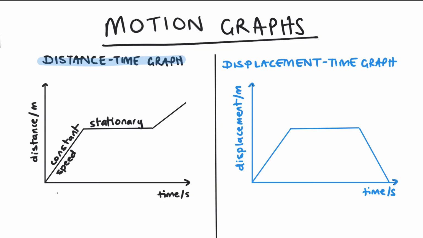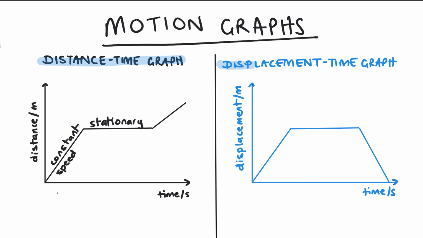Remember that distance is a scalar quantity, meaning that direction isn't important. So as you travel along in a journey, the distance will only ever increase. So you can see here that the distance, as time's going on, is always getting greater.